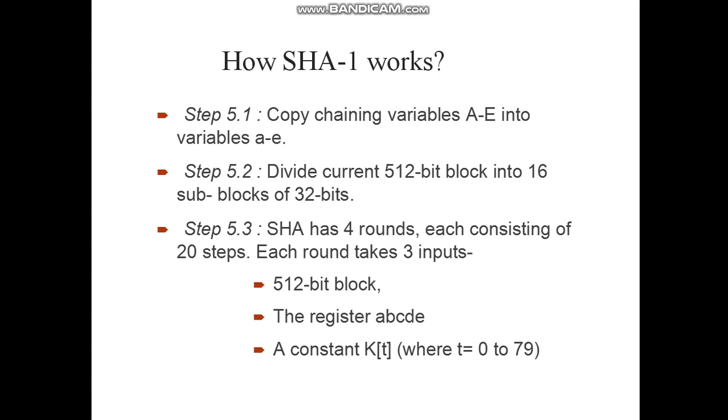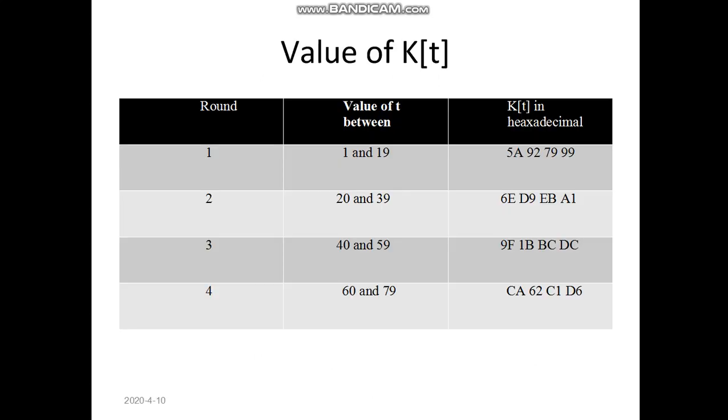We have 3 inputs for each round. The first one is the input message, that is the 512 bit block. It's already divided into 32 bit blocks, so we get 16 subblocks from the 512 bit block. The second one is the register variables, that is ABCDE, the abstracted view of A, B, C, D, E. And the third one is the constant, K of T, where T ranges from 0 to 79. These K of T values are shown in the next table.